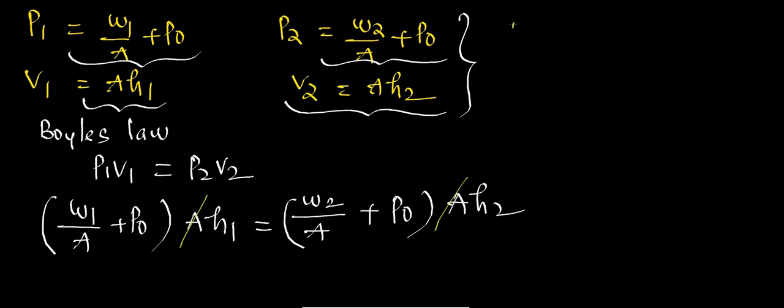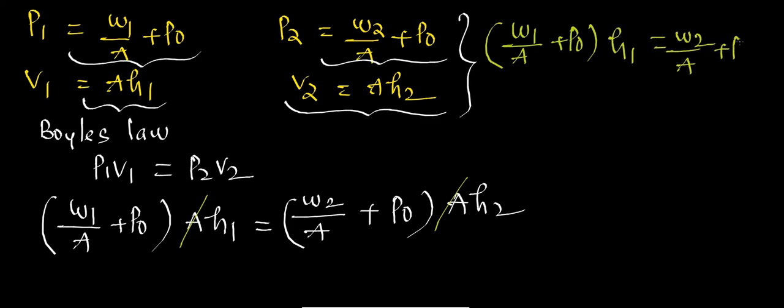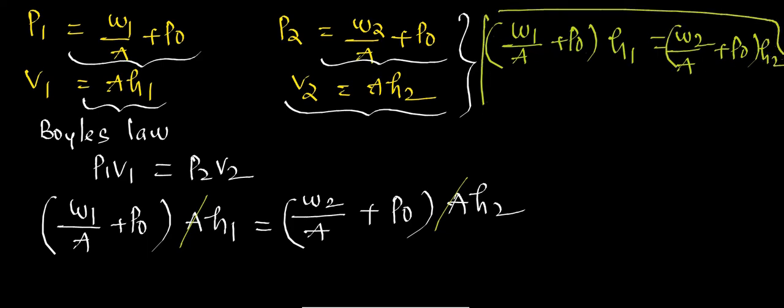So what is the final formula? W1 by A plus P naught, into H1, is equal to W2 by A plus P naught, into H2. Clear? Yes, ma'am. Okay. Your chapter is completed. Any doubts in this chapter? No doubts, ma'am.